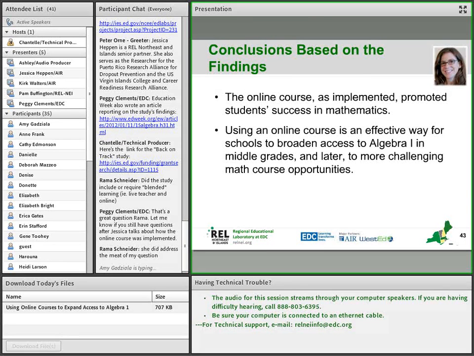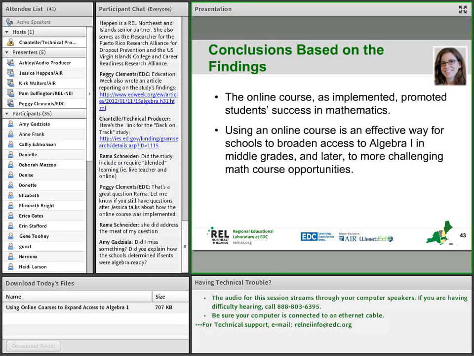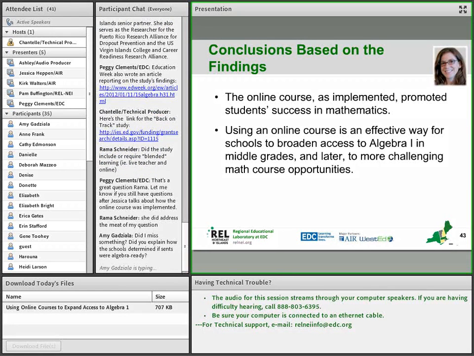So our conclusions based on the findings are that the online course, as it was implemented in this study, and Kirk is going to talk when we move to the next study about a totally different use of online Algebra I, but in this case, as implemented, promoted student success in mathematics compared to business as usual in these schools. And so we conclude that using an online course, again, is [...] and later to a more challenging set of opportunities, and not just that they take more challenging courses, but again, the way that they do this.